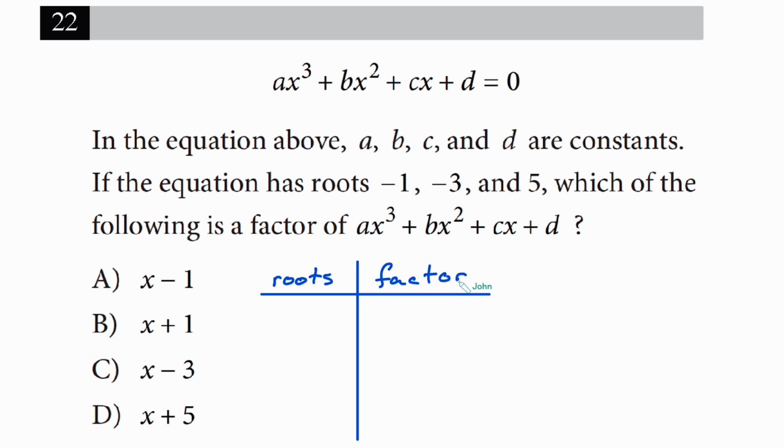If -1 is a root, then the corresponding factor is x plus 1. If -3 is a root, then the corresponding factor is x plus 3. And if 5 is a root, then the corresponding factor is x minus 5. The only answer choice that offers us one of these is b.